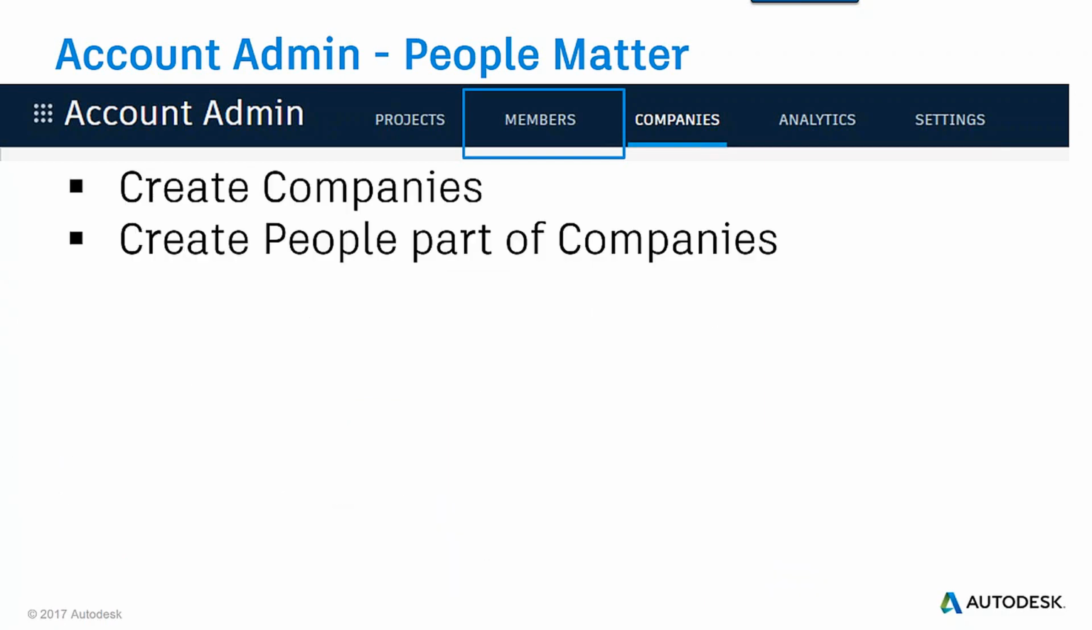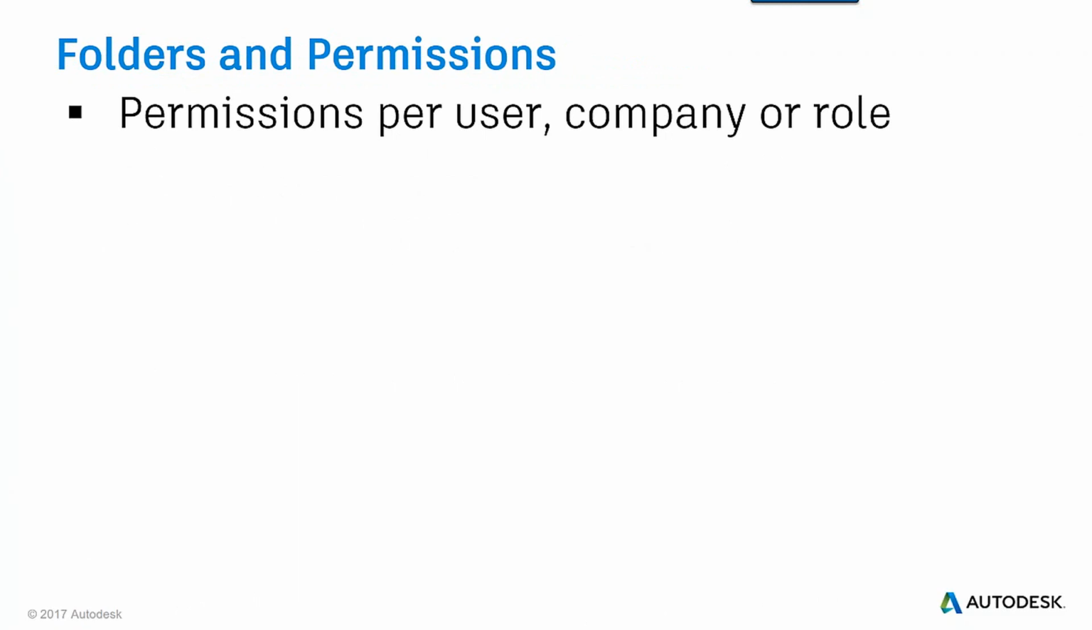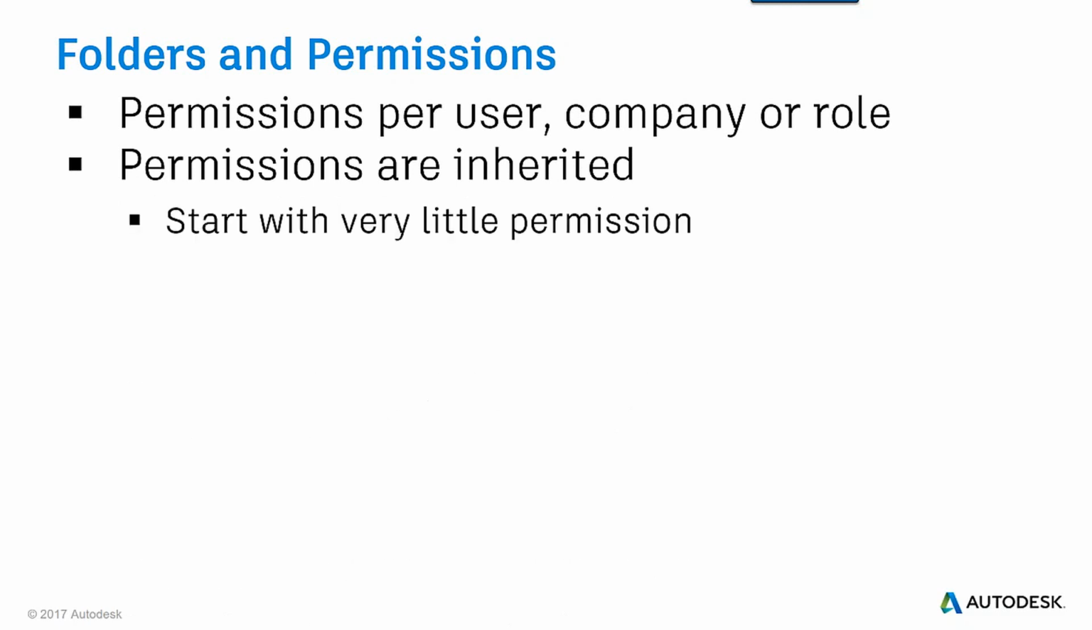As I said, the reason we add the people in is because we add permissions to the folders that you saw in the interface, and these permissions are applied either by user, by company or by role, or all three of them. Permissions are inherited from the top down from your folder permissions, starting off with very little permission at the top end, and then working down to a greater permission level as the list goes down.